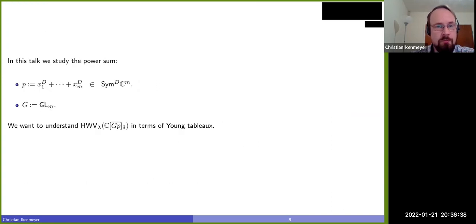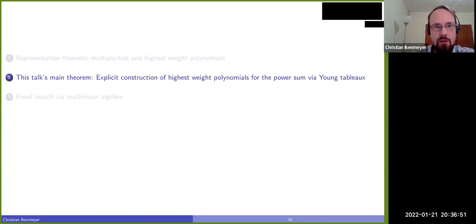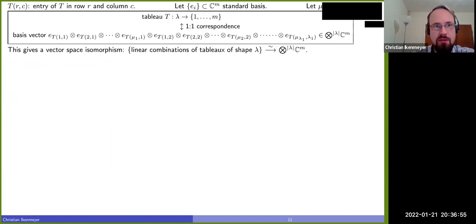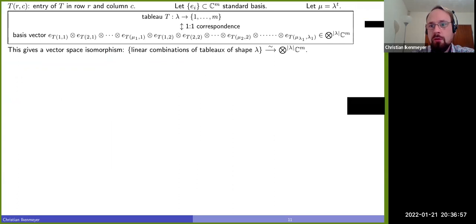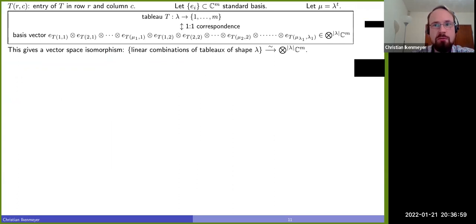Okay, so we want to study, as I said, in this specific talk, the power sum, and this is our group, and we want to understand this vector space in terms of tableaus. And so to state the result, let me try to say something about tableaus and their connection to tensors.